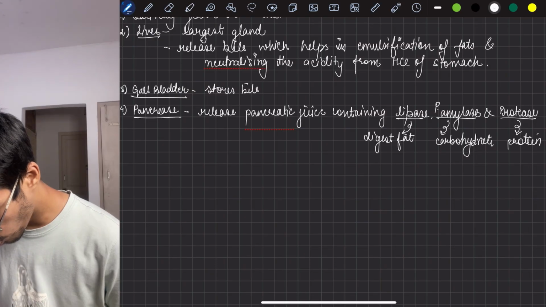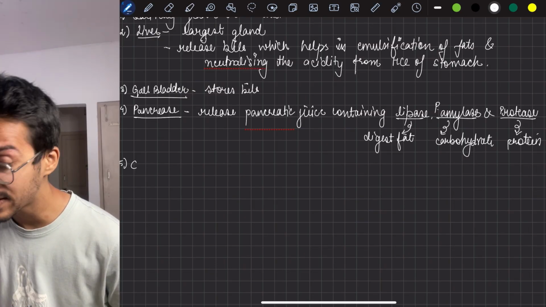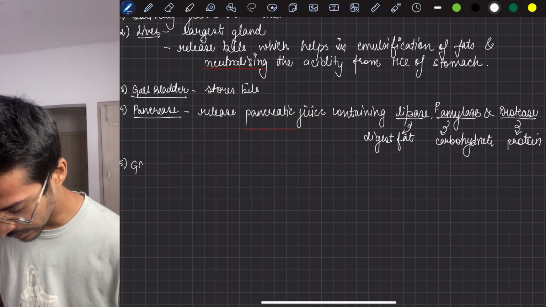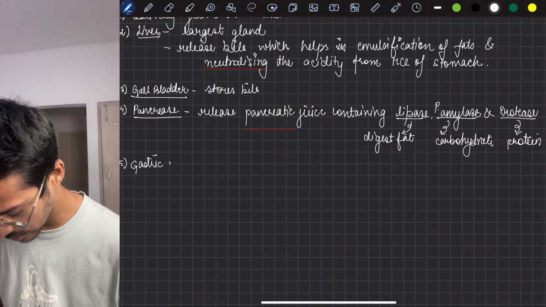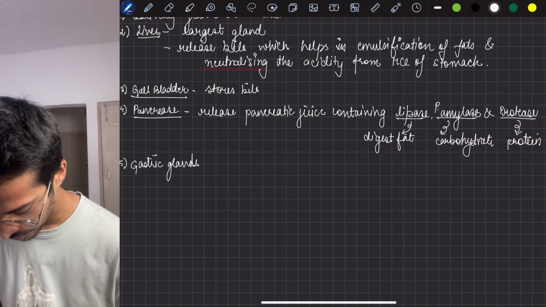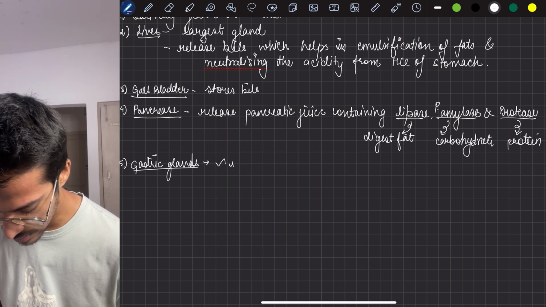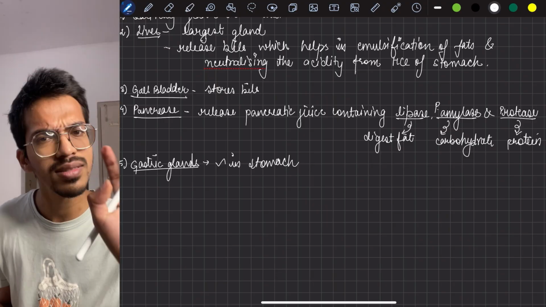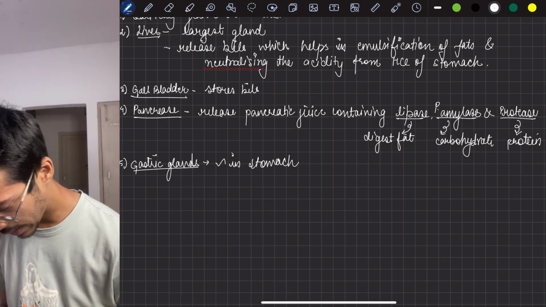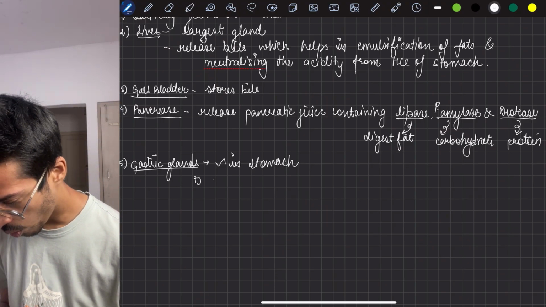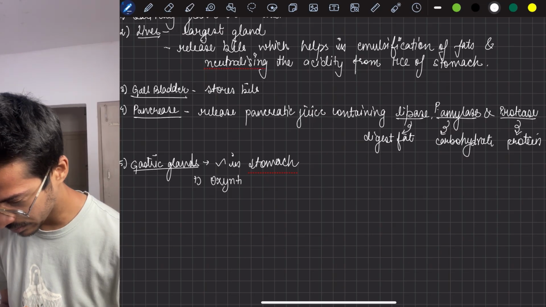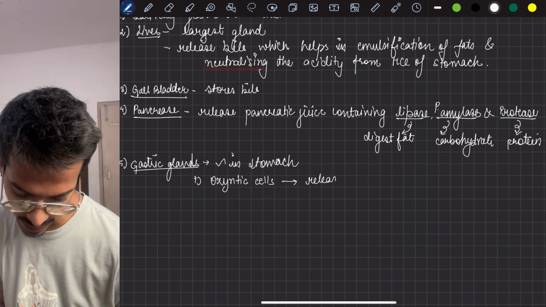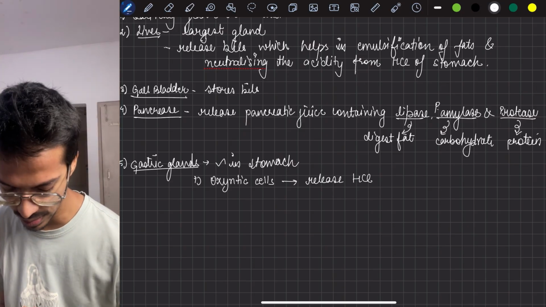Moving on, the next is the gastric glands, which are present in the stomach. The same three types of glands were there, same thing over here also. Number one, the oxyntic cells. They release HCl, which kills the bacteria.